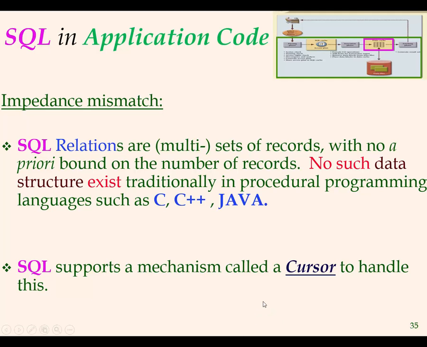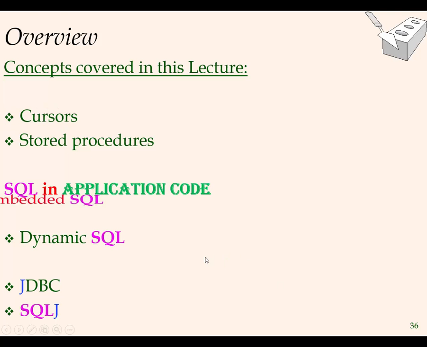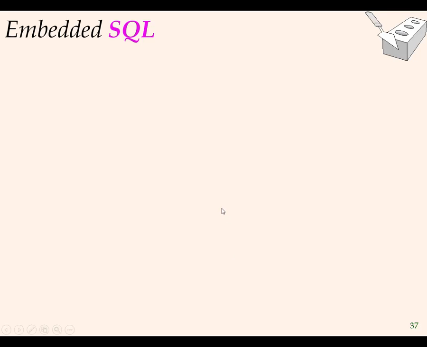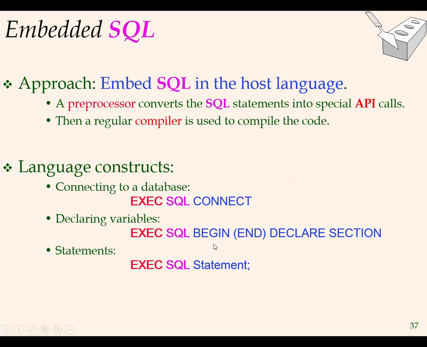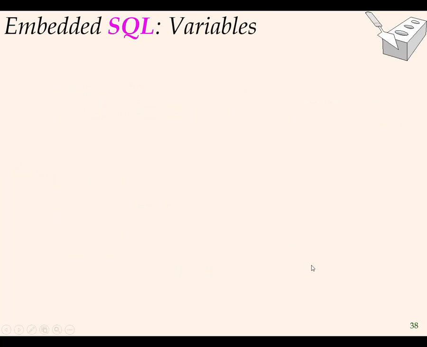And again, we have a mechanism to retrieve that information and parse it and assign that to the host language variable. Now, let's look at the second approach. I'm embedding SQL in the host language. So a preprocessor will take these SQL statements and map them to API calls. So I have to use this EXEC SQL, like CONNECT, EXEC SQL BEGIN or END DECLARE SECTION, EXEC SQL statement.